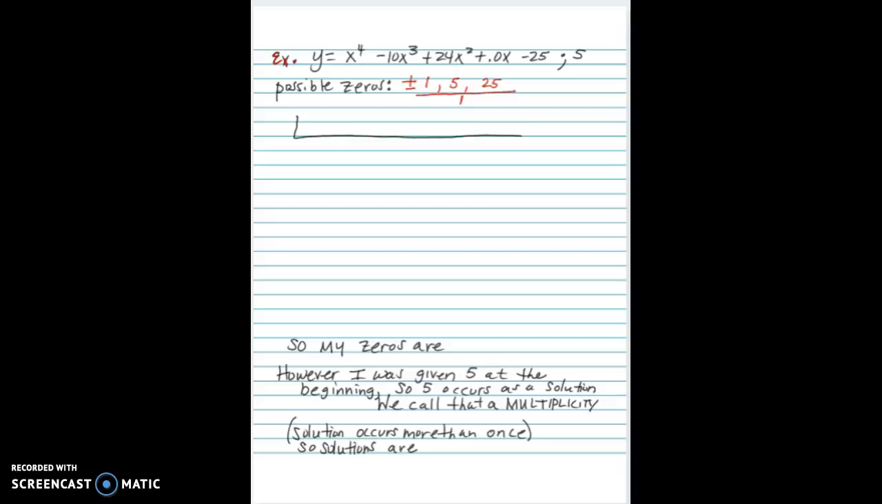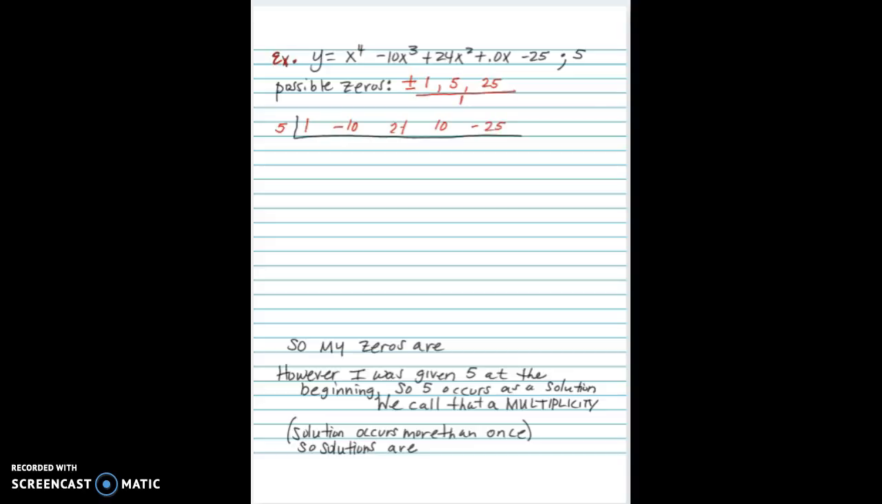I know I have a root of 5, so I'm going to use synthetic division with the root of 5 to start. I do have an x to the fourth, an x to the third, an x squared, and an x term, so all of my terms are there. So I bring down my coefficients, 1, negative 10, 24, positive 10, negative 25.